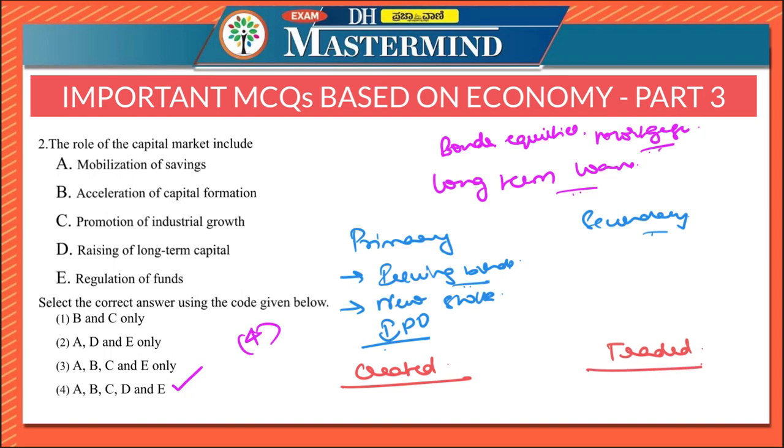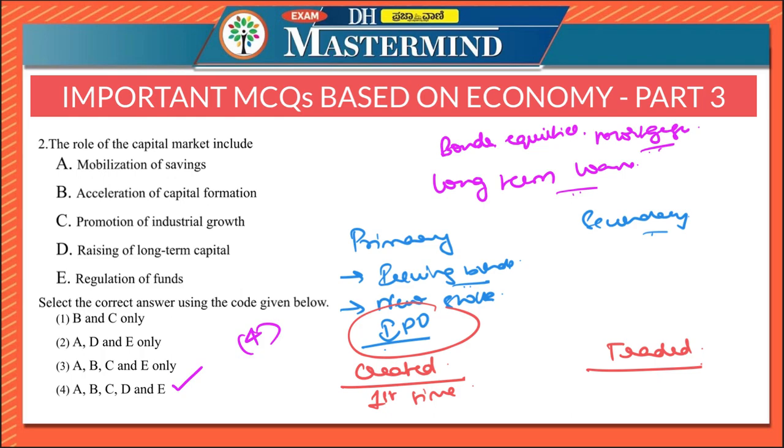In the primary market, companies sell new stocks and bonds to the public for the first time, such as initial public offering. In the secondary market, these stocks that are acquired are traded. Majorly, they are traded here. So this forms capital market, primary market and secondary market.